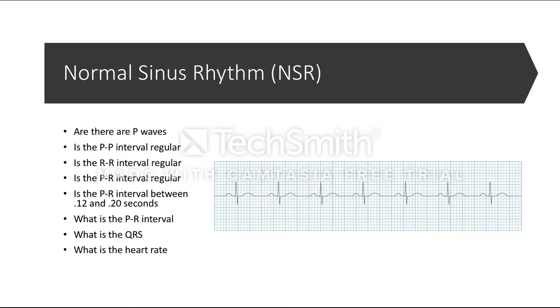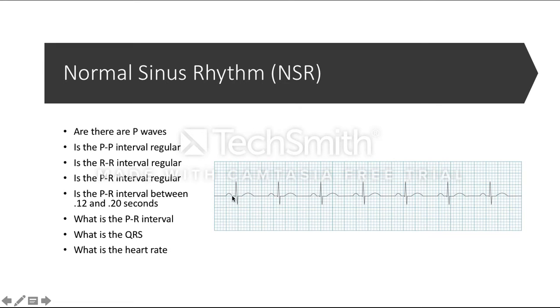And here's our example normal sinus rhythm. If you look at our EKG strip, we do have 1 P. Our P's are regular. There's 1 P for every QRS. The PR intervals are normal. Our RR intervals are normal.